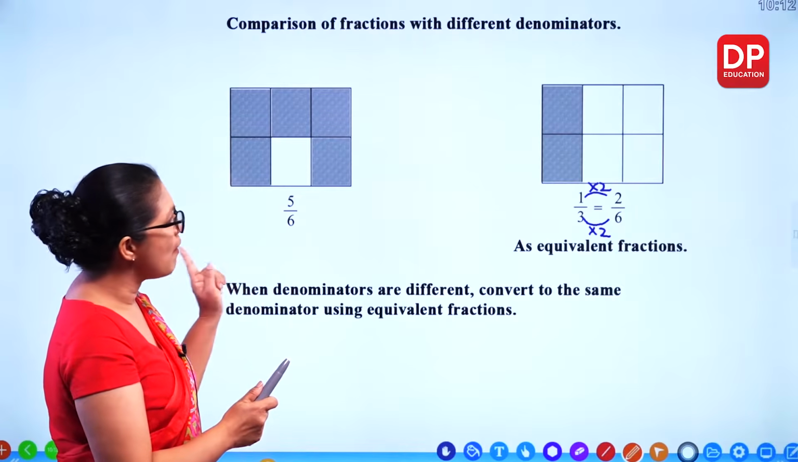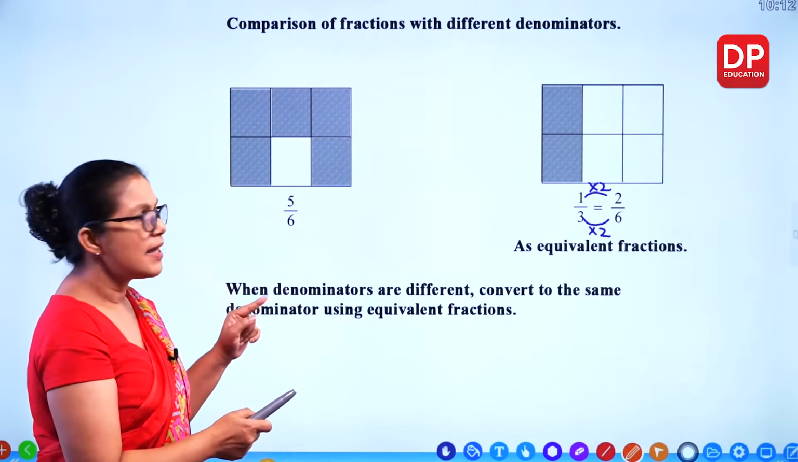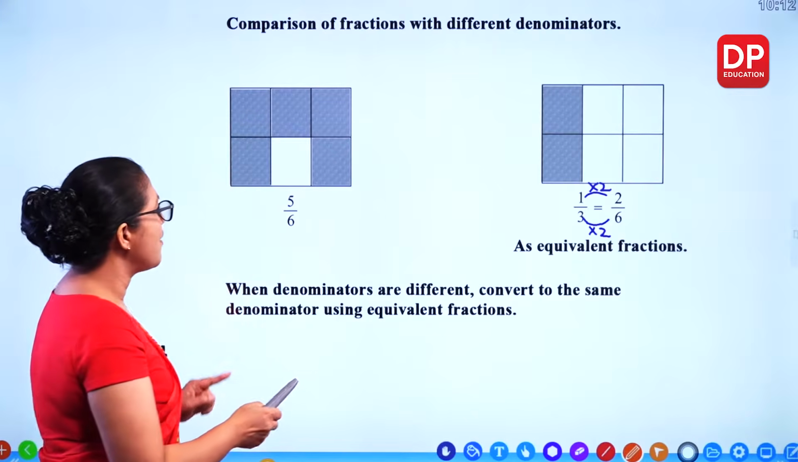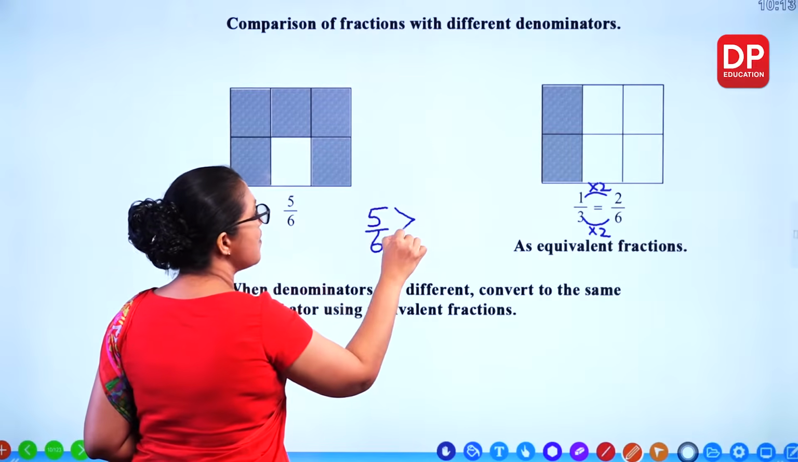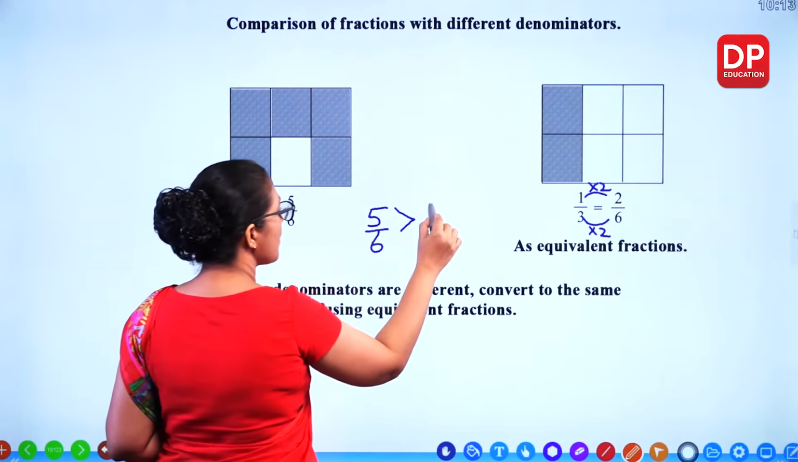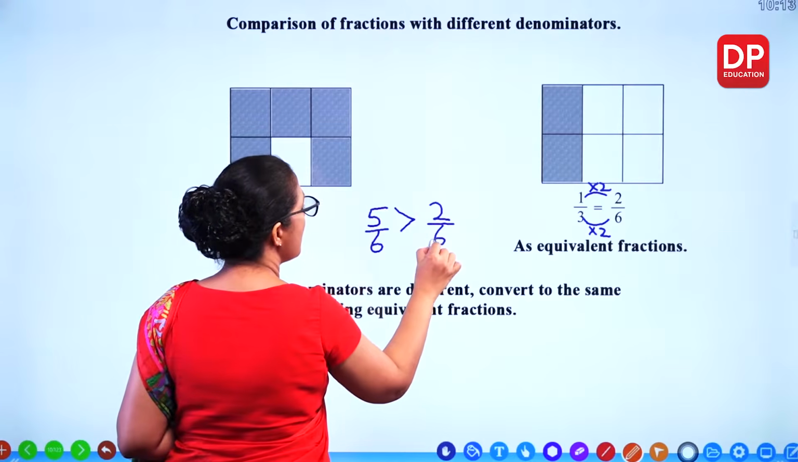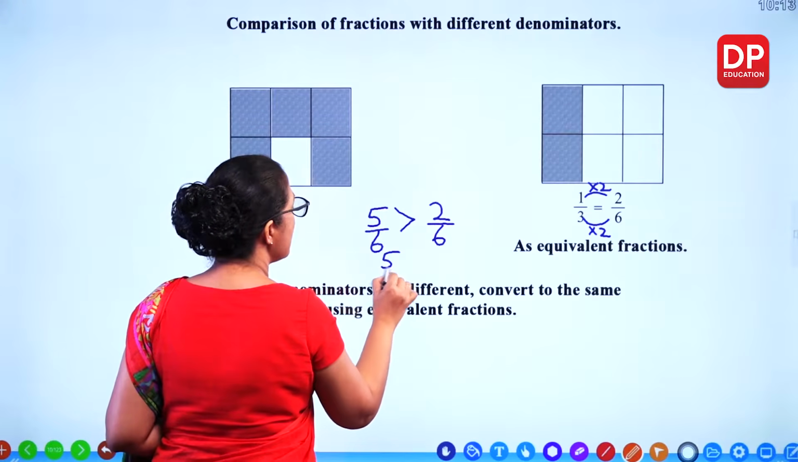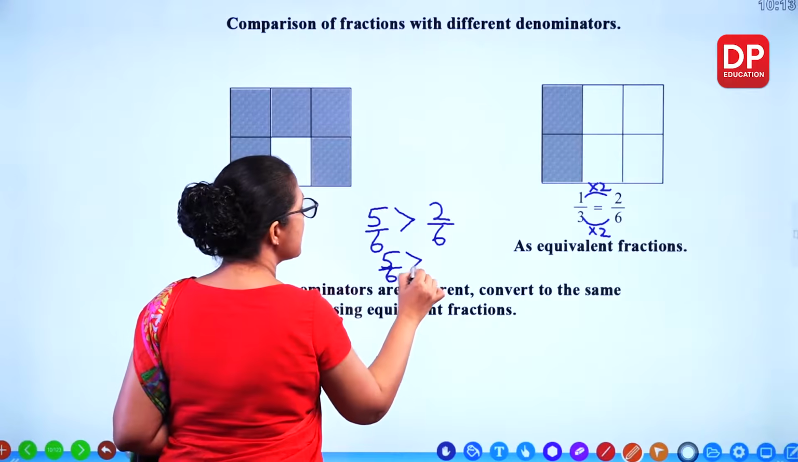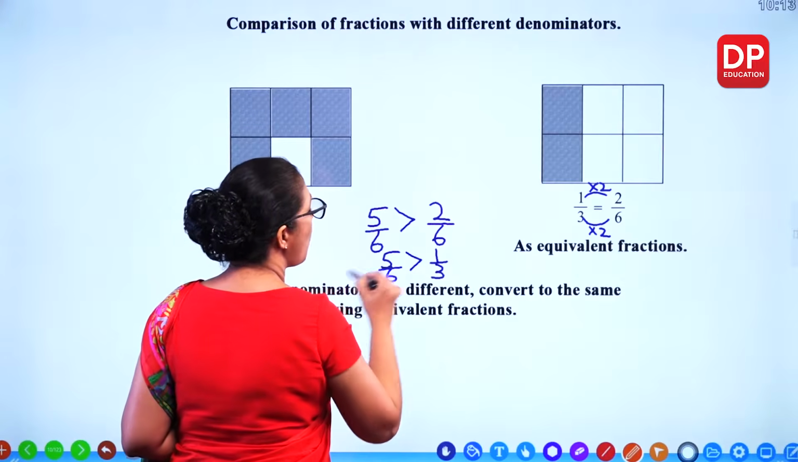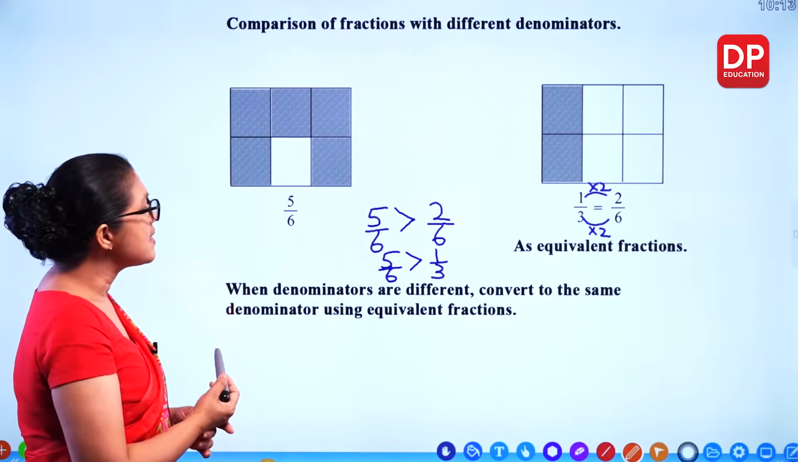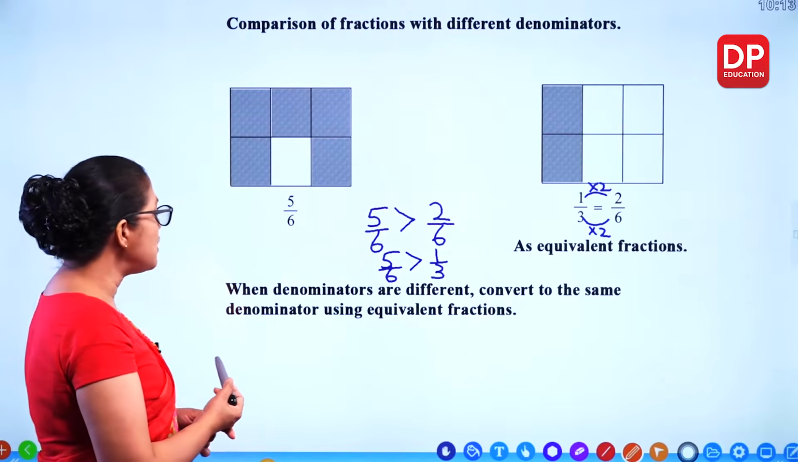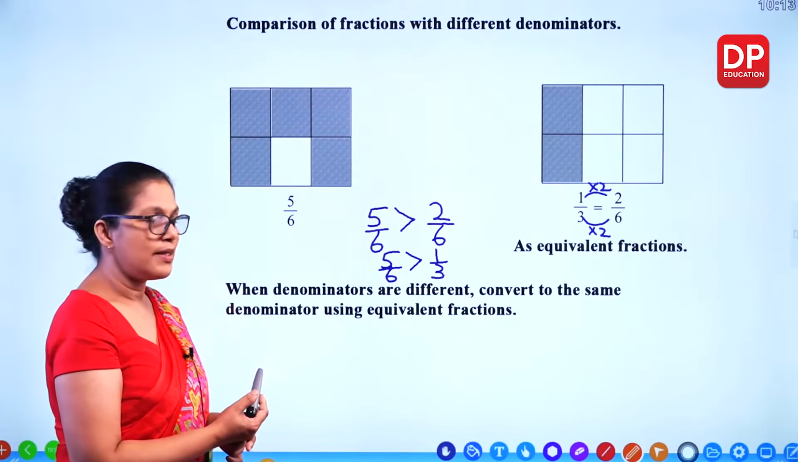Now you can compare. Which one is bigger? 5 or 2? 5 is bigger than 2. So you can write 5 over 6 is greater than 1/3. When denominators are different, convert to the same denominator using equivalent fractions.